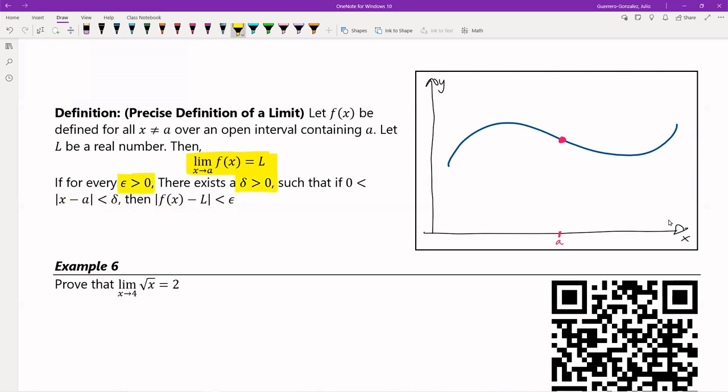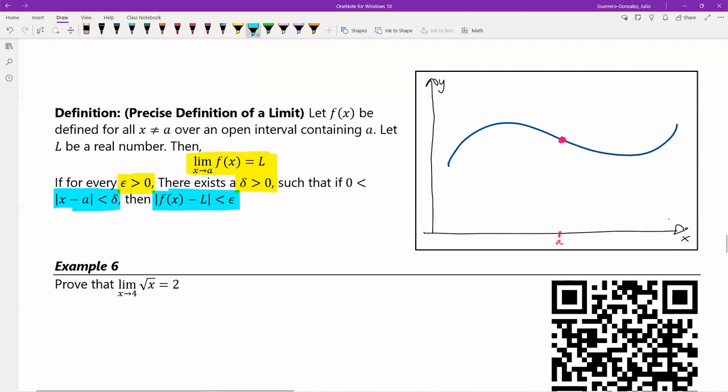And I'm going to go through the highlighted portions once more in steps, okay? For every epsilon greater than 0, there exists a delta greater than 0. What these two portions are saying is that I can contain my outputs based on a containment of my inputs.